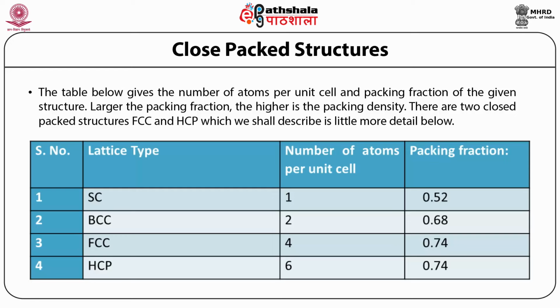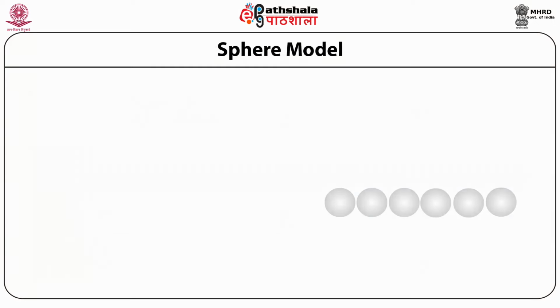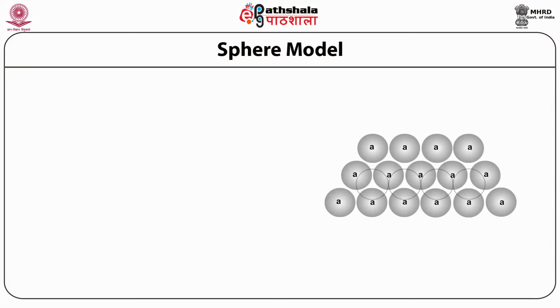So the special thing about FCC and HCP structures is that they have the same packing fraction, though their geometry is different and the number of atoms per unit cell is also different. In this slide we would like to compare the two structures. We have talked about FCC and HCP. They have the same packing fraction, and we saw how to construct these two structures using spheres and stacking them. So the common thing about these two structures is the packing fraction.